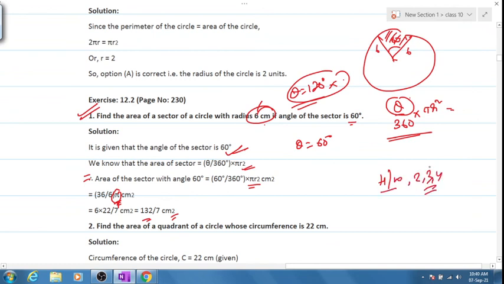2 and 3 will be your homework plus exercise 1. Whatever numericals, I think we have left out 2 numericals, 1 MCQ and 1 long answer type. This will be your homework for today.